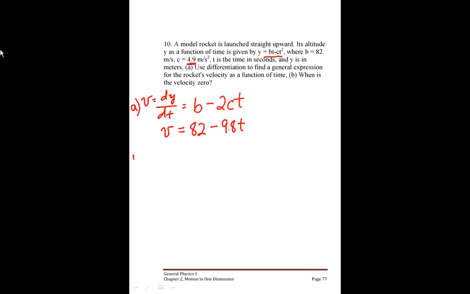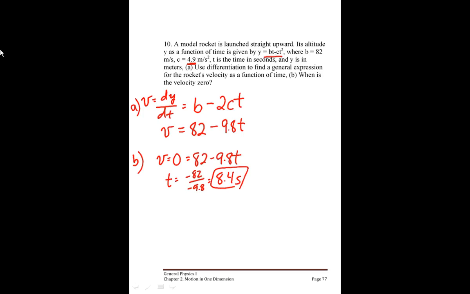That's part A. Part B, when is the velocity 0? Well, I can just say that the velocity equals 0 equals 82 minus 9.8 t, and I just solve for t. That'll tell me the time when the velocity equals 0. So that time is negative 82 over negative 9.8, and that's equal to 8.4 seconds. And then that's it.